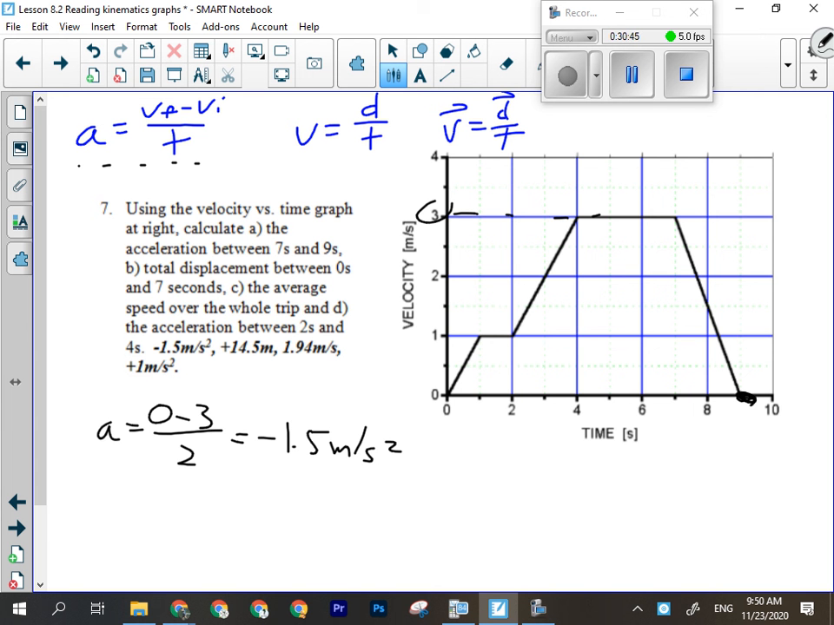So little things like that to watch for. Those could be multiple choice type questions. I throw this graph up as a multiple choice question: what's the acceleration over the whole trip? People do all this work for nothing. It's simply a recognition thing.